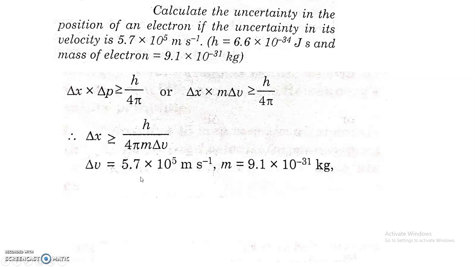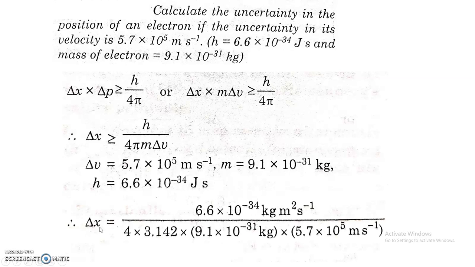All the values are given. Delta v is 5.7 into 10 raised to 5 meter per second. Mass of electron is also given. The value of Planck's constant is also given, in joule second. Substitute the values. Delta x is equal to h, 4, the value of pi, 3.142, the value of m, mass of electron, and this is delta v. After solving, we get 1.012 into 10 raised to minus 10 meter. This is the uncertainty in position.